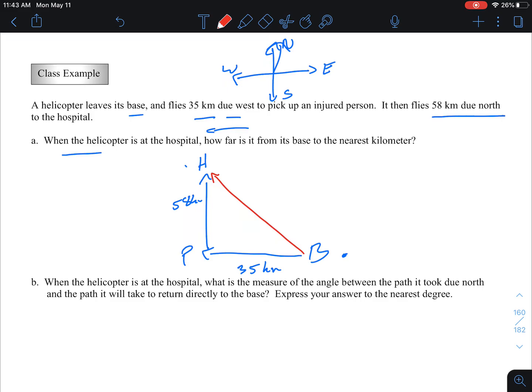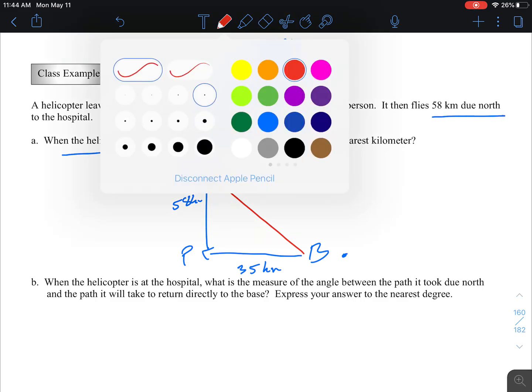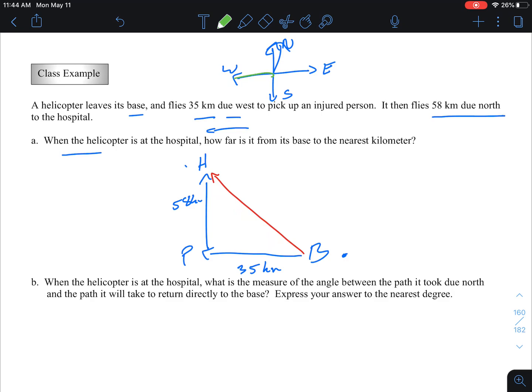So anyways, you can make the conclusion, well, if I go west and then I go north, that makes a right angle, right? So my diagram here obviously has a right angle triangle in it. That's good because I'm dealing with the trig unit. It's all right angle triangle stuff. Now we're just simply asking, what's the hypotenuse of my right angle triangle?